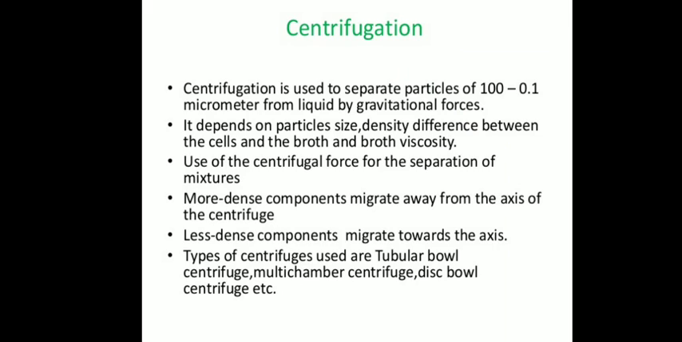Then the more dense component migrates away from the axis of the centrifuge, while the less dense particles migrate towards the axis. There are different types of centrifuges used for the separation of the particles, such as the tubular bowl centrifuge, which has a structure just like a tube. Then multi-chamber centrifuges are used. Disc bowl centrifuges are also used in the separation of the product.